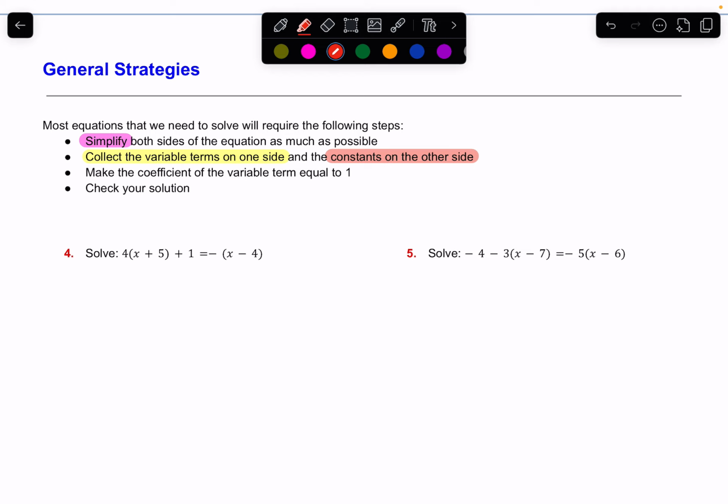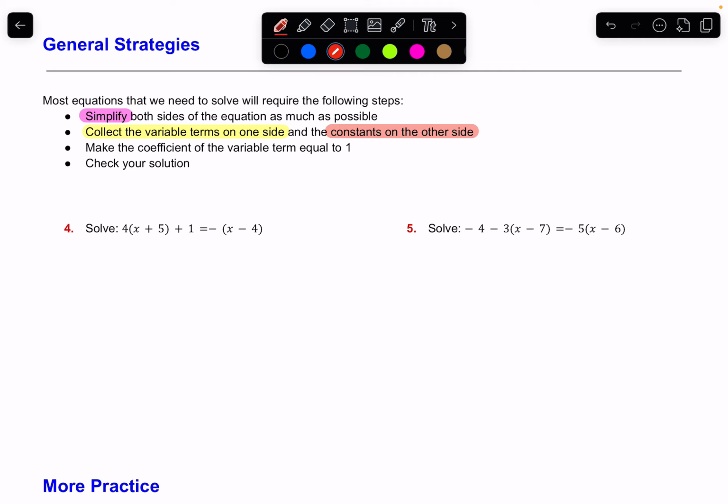So now, number 4 here. We want to solve 4 times x plus 5 plus 1 is equal to negative x minus 4. The way I'm going to start is by keeping myself organized. I'm going to draw a vertical line through the equal sign. And what this does is ensure that I work vertically and that I am writing everything evenly. Meaning if I add or subtract something from one side, I'm going to add or subtract it from the other side of that red line also.